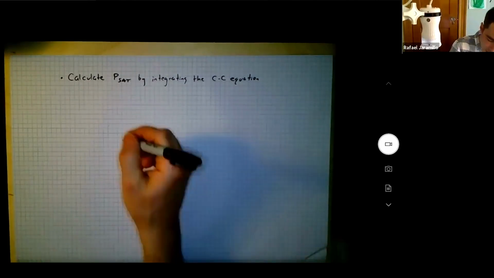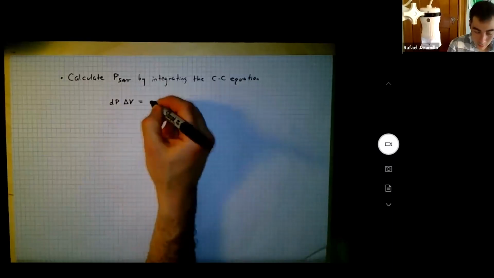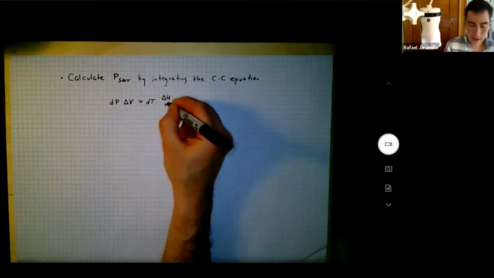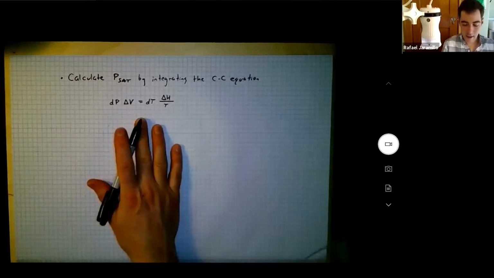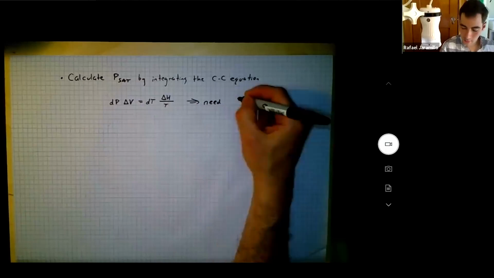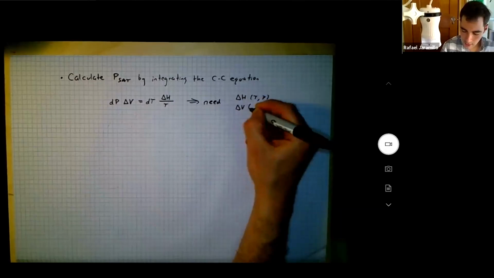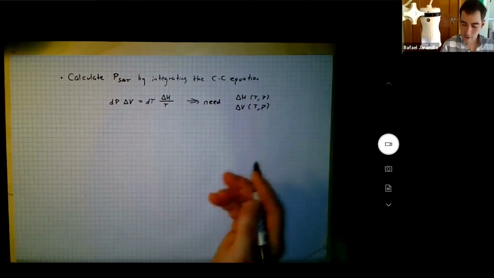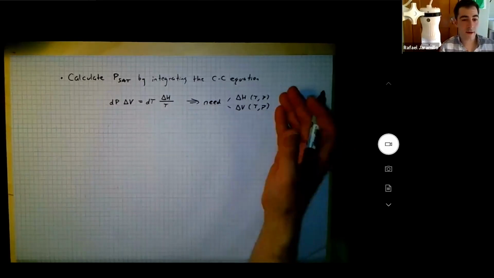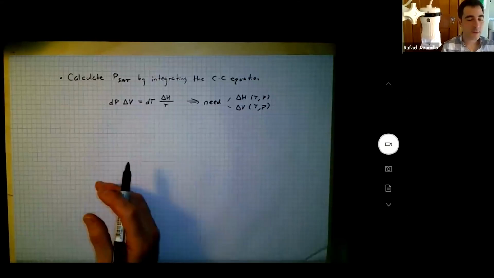So here's in general, we have this: dP/dT = delta H over T delta V. If we're going to integrate this thing, in general, we need what? We need delta H as a function of T and P, and we need delta V as a function of T and P. In general, we're going to need these things. And even if these equations of state exist, there's no guarantee that they're separable or that we know how to solve the equation. This is why we use computers.